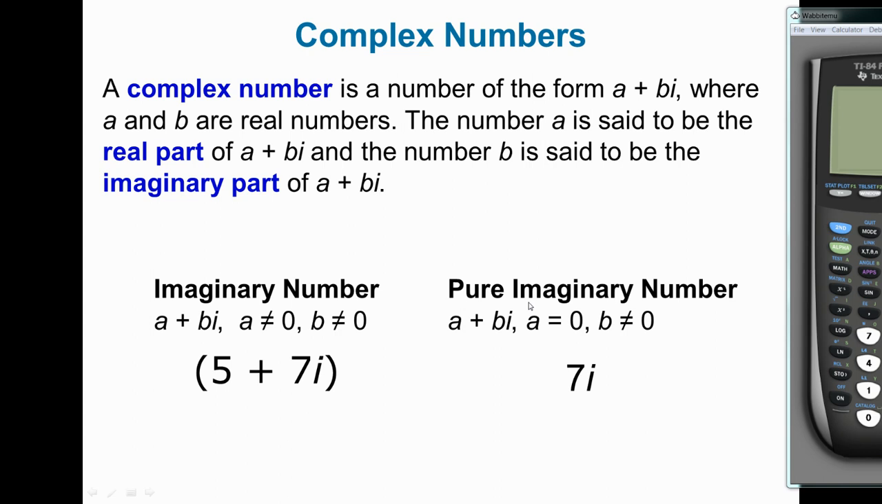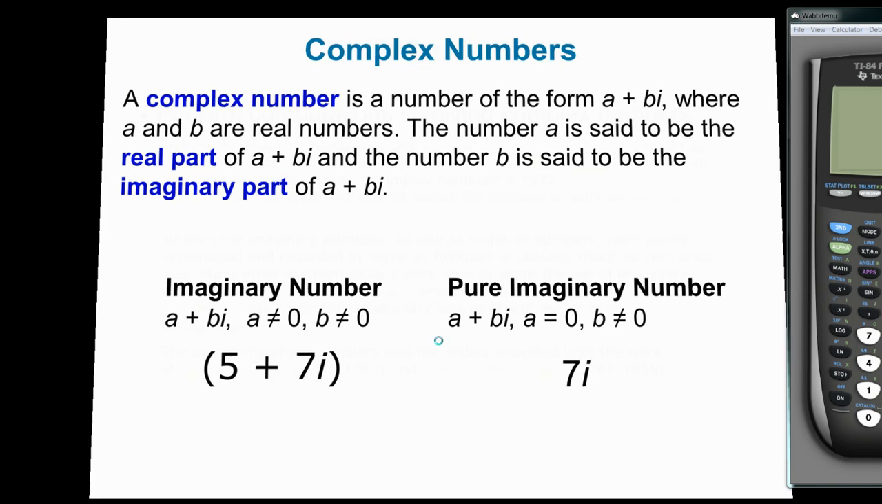A complex number is in the form a plus bi, where a and b are real numbers. The number a is said to be the real part of a plus bi, and the number b is said to be the imaginary part. Imaginary numbers, for example 5 plus 7i, 5 minus 7i. Pure imaginary doesn't have any a value. The a value is 0, right? So simply 7i, 3i, negative 3i, right? Pure imaginary versus non-pure. Complex numbers.